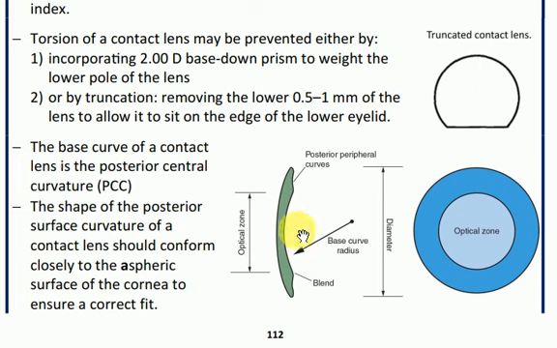Now what is the base curve? The base curve of a contact lens is the posterior central curvature. This is the base curve. The shape of the posterior surface curvature of a contact lens should conform closely to the aspheric surface of the cornea to ensure a correct fit.